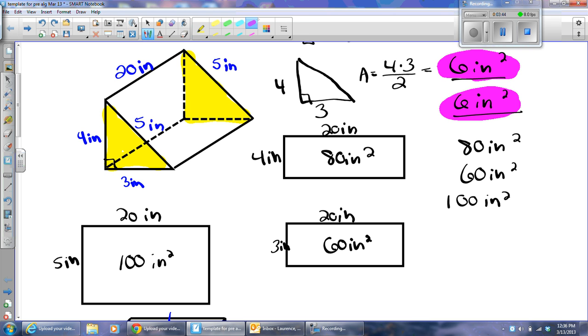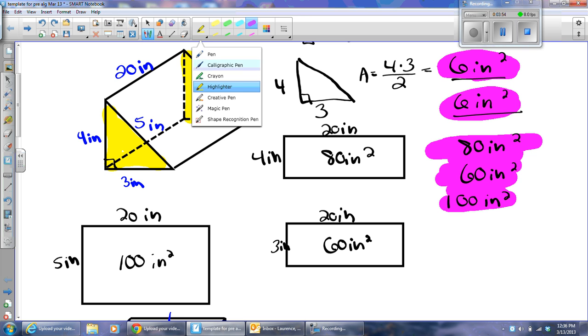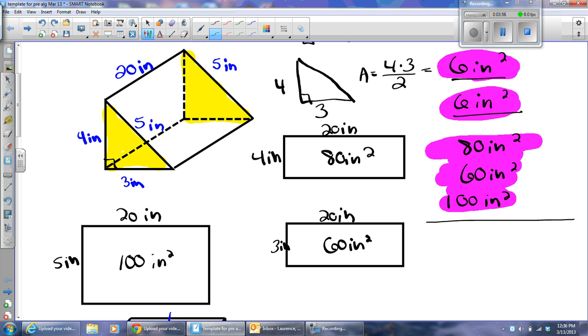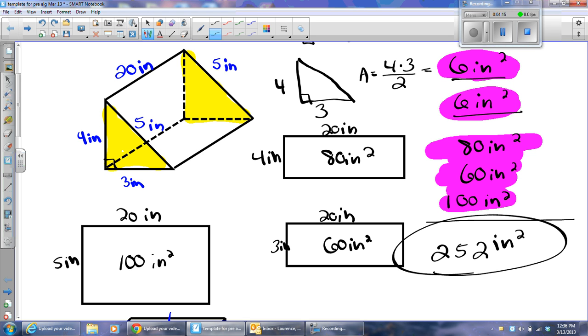Those 5 highlighted numbers need to be added up because they give us the surface area of the triangular prism. My answer is going to be in inches squared. 6 and 6 is 12, I'll carry the 1, and then I'm going to have 14 and 1 is 15, and carry the 1. I'm going to have 252 inches squared. There you go. Just broke it down into its shapes.